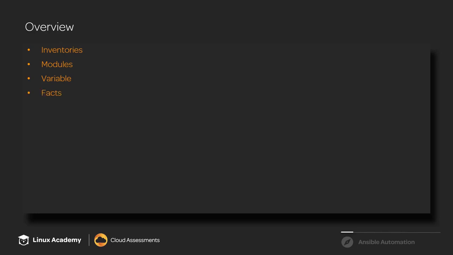We'll also discuss facts, which are sort of a special type of variable that allow us to garner information from a target system. We'll also discuss plays and playbooks, both of which allow us to orchestrate various modules into overall tasks that help us achieve an end goal. Lastly, we'll talk about configuration files. These are the way we configure Ansible to behave as we desire.